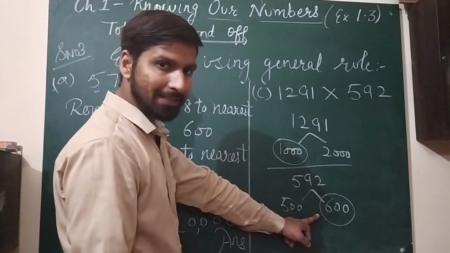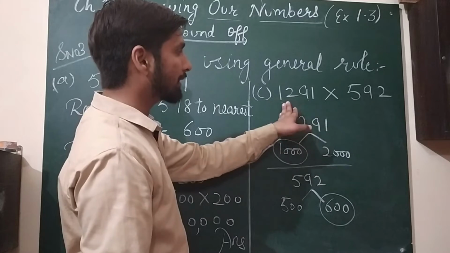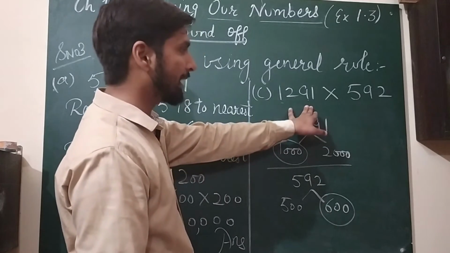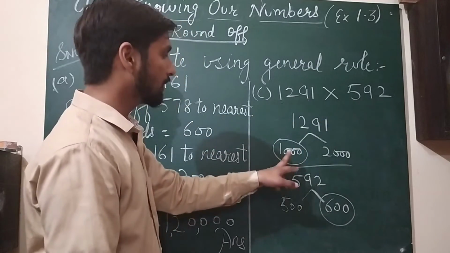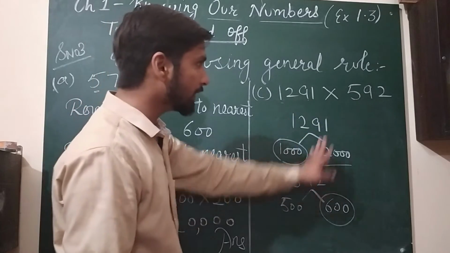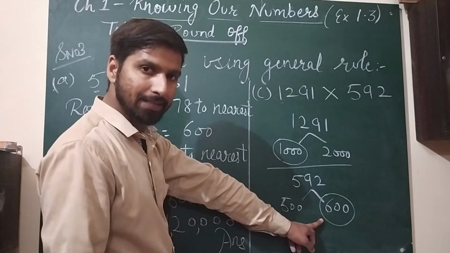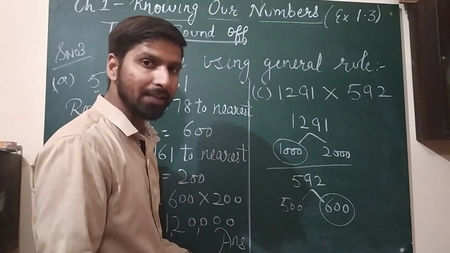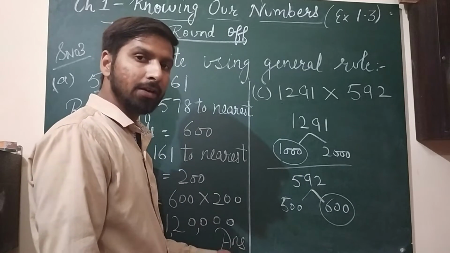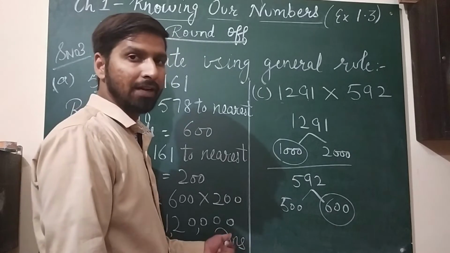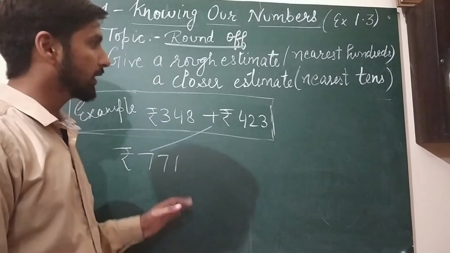Now you can write the statements. Round off 1,291 to nearest thousands is 1,000. Second line, round off 592 to nearest hundreds is 600, and then you will multiply these two numbers to find the product. That will be the final answer. Moving to question number 2.